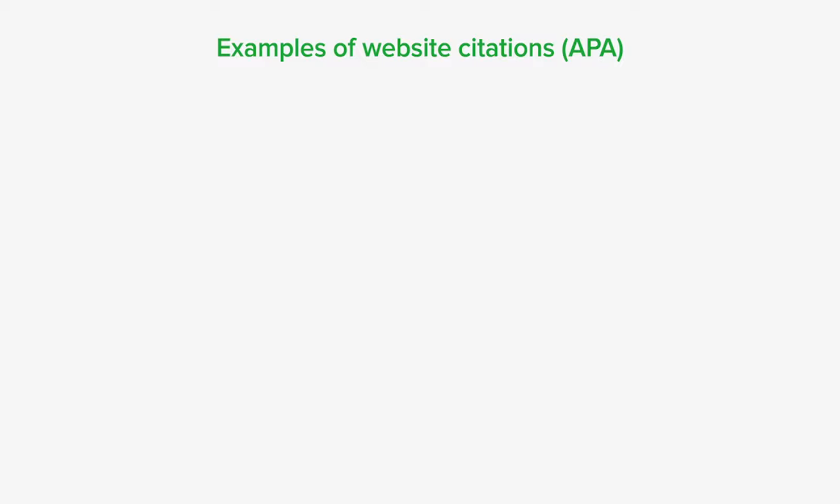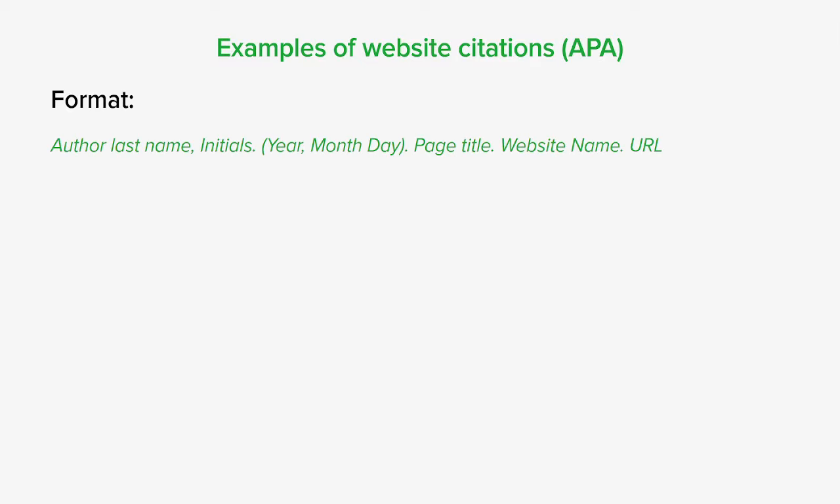Next up, we have the APA style citation. So this is the American Psychological Association citation style, and it's commonly used in social sciences, education, psychology, and other fields. The basic format for APA style citations include the author last name, initials, year, month, day, page title, website name, and URL.